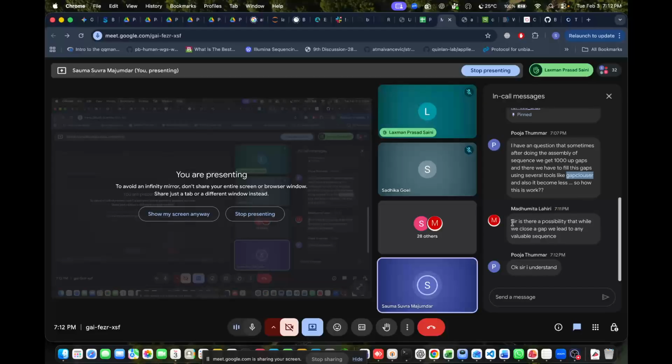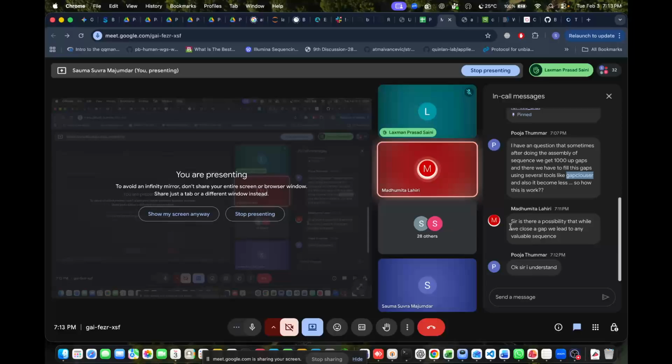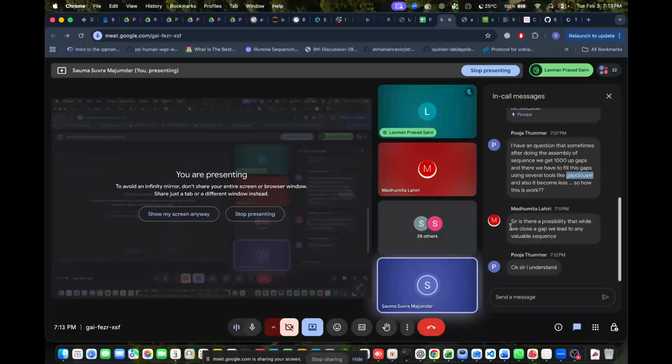Can you explain what you mean by this? That we close a gap and we lead to a valuable sequence? Sir, suppose if we are ignoring that gap and we are closing the gap, we are saying that, right? No, we are not closing the gap.